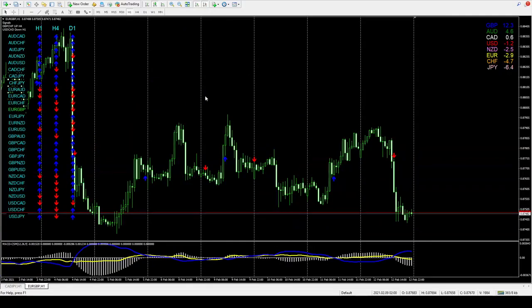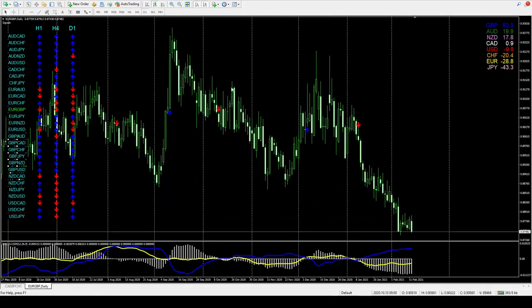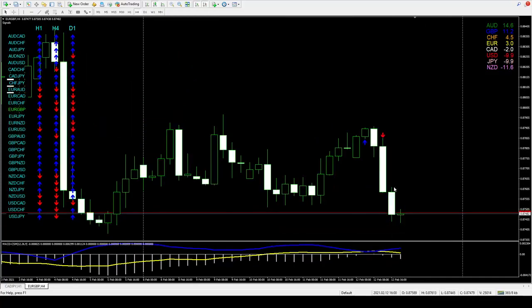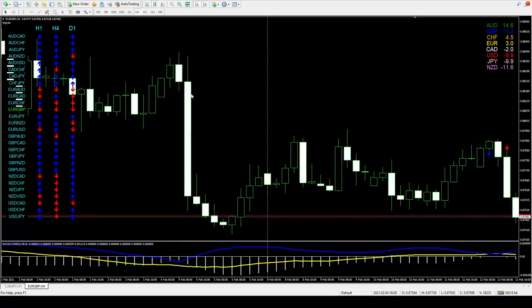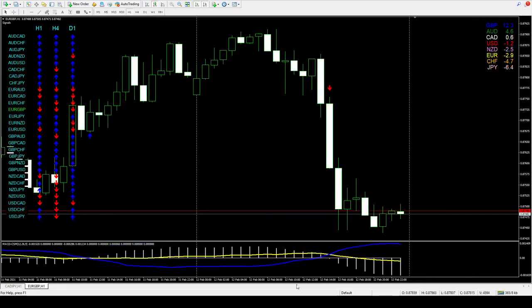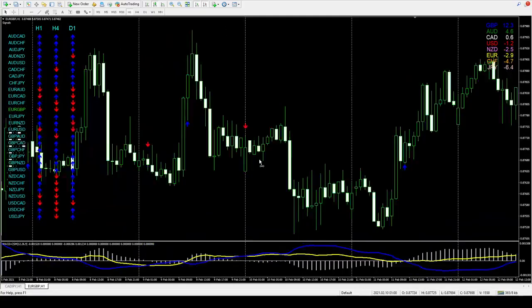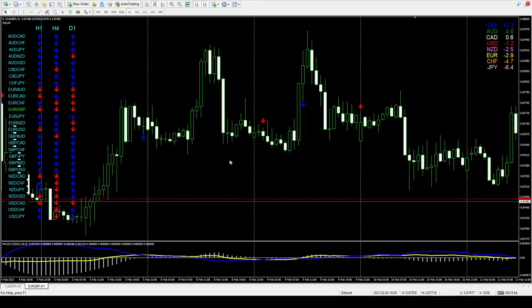So the next one is EURGBP. Let's go to D1 again. D1 was sell since last month. H4 only became sell like 8 hours or 12 hours before the market closed. But the whole week, as you can see, it's mostly sell. On H1, this was already buy here. So there is no really proper signal for EURGBP.